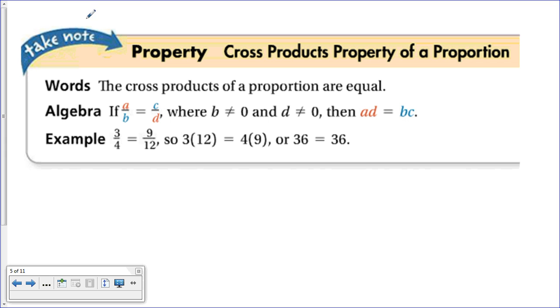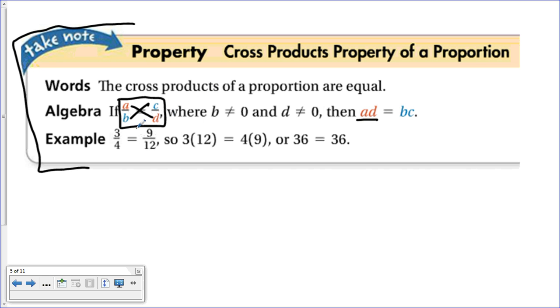Take a second, pause this, write this entire thing down. The cross products of proportions are equal. Okay, so that's what this property says, is that the cross products are equal to each other. What it looks like is, if this is your proportion, starting off, if you multiply across, which is why it's called the cross product. If you take A times D, right here, it will equal B times C, which is right here.